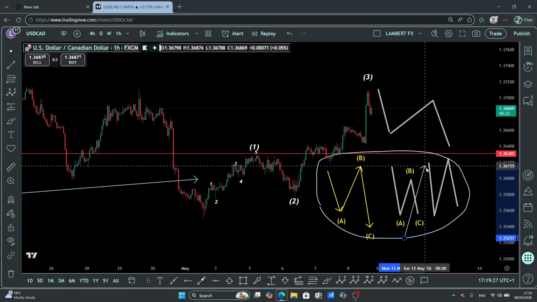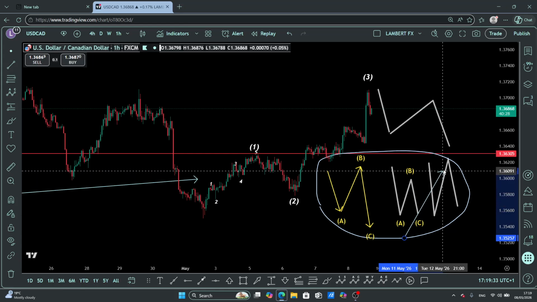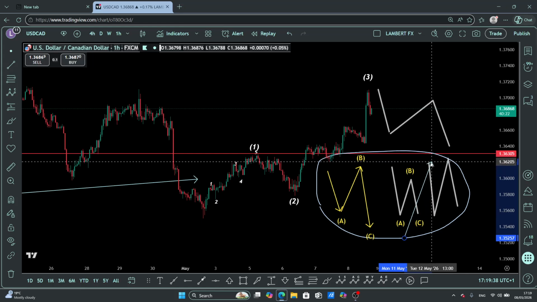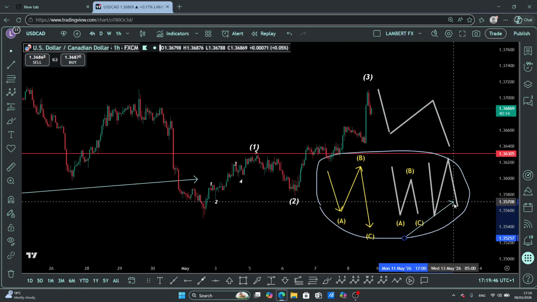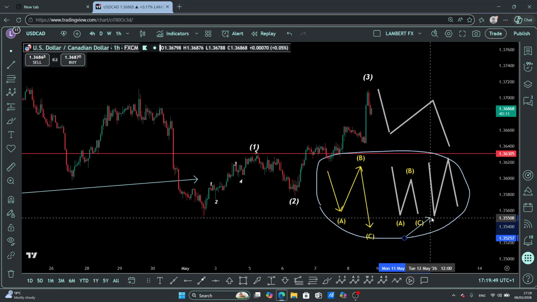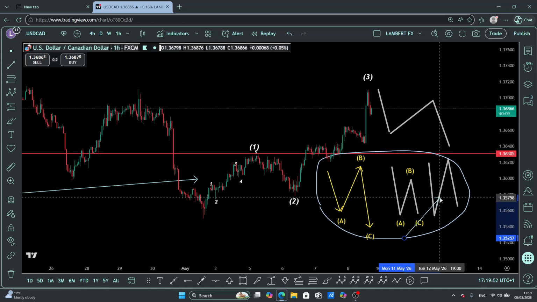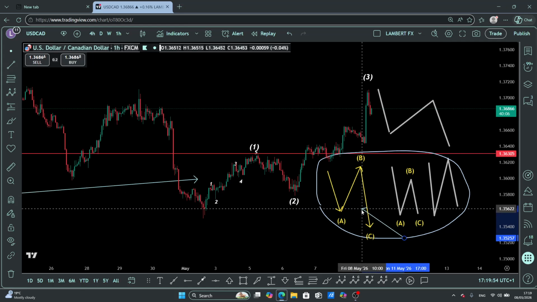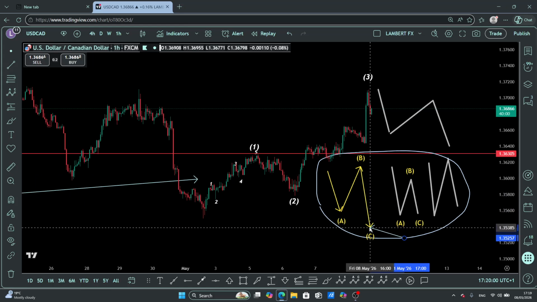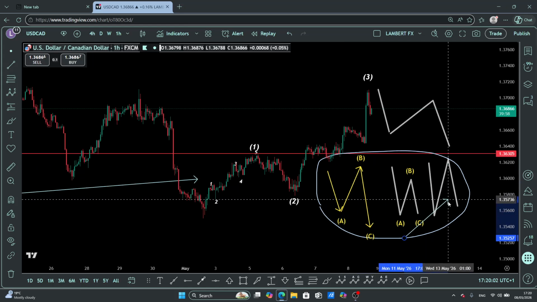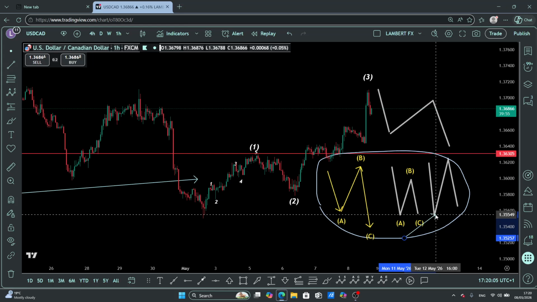In a running flat, your first leg down for A also contains a 3 leg down, and then your B leg contains a 3 leg down, and your B leg must cross the origin of your A, and then your C, which is a 5 leg down, must not go below your A. Okay, so that's the difference between a running flat and expanded flat. The difference is your C leg. In an expanded flat, your C goes below the A, and in a regular flat, your C stays above the A.